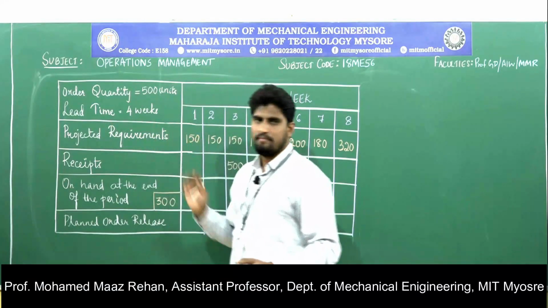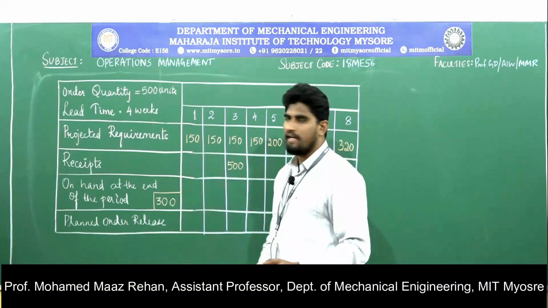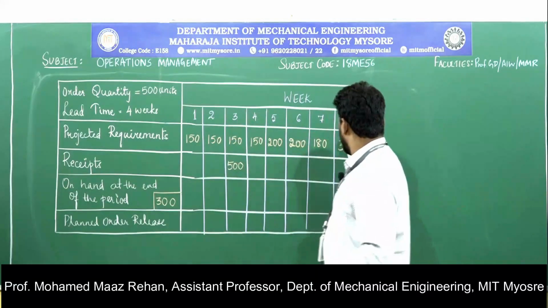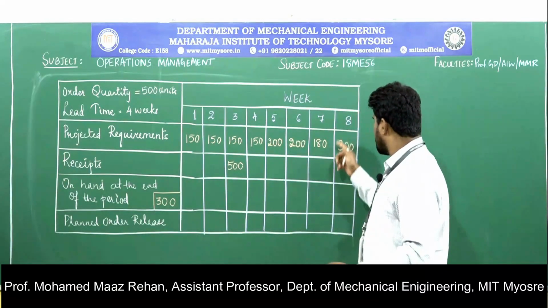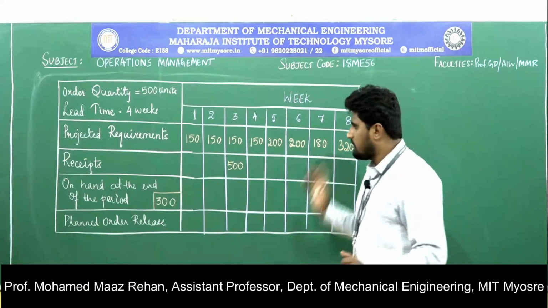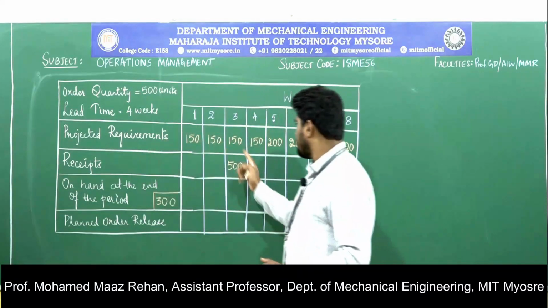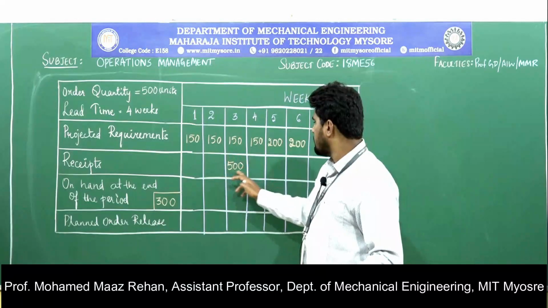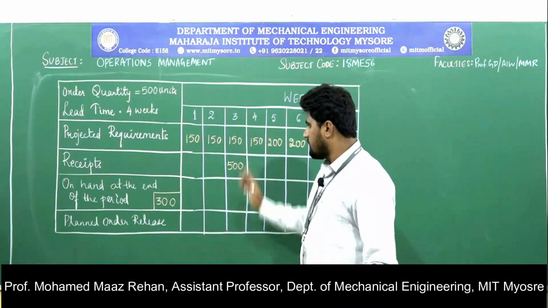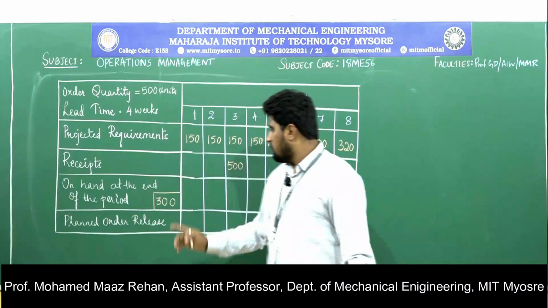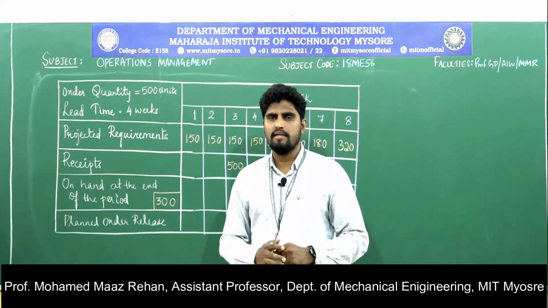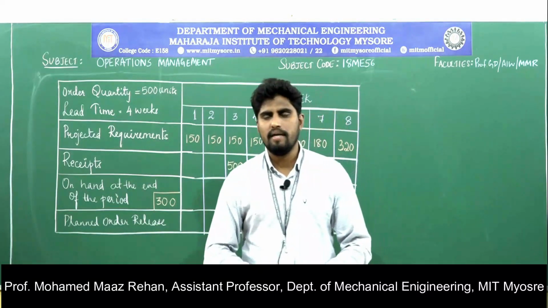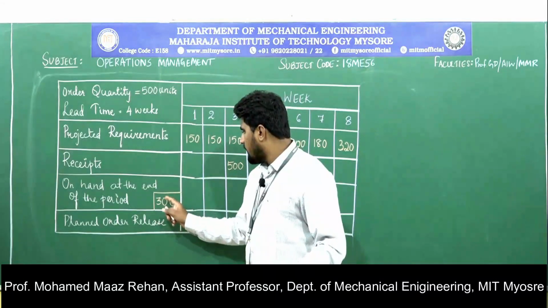Lead time in this problem they have given us as 4 weeks. The projected requirements means the weekly demand they have given. For the first week they have given 150, for the second week 150, and so on. If you go to the 8th week, it is 320 units. The receipt they have given us is 500, and in the 3rd week you are going to receive 500 units. On hand availability, you have 300 units, the units that are available in the inventory.